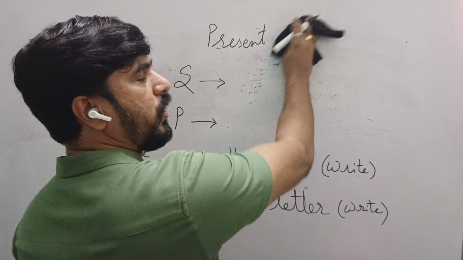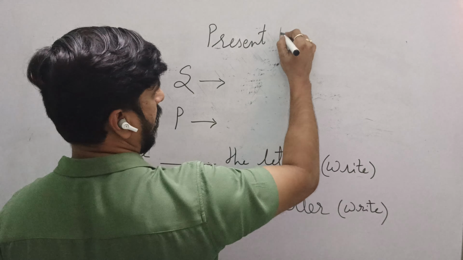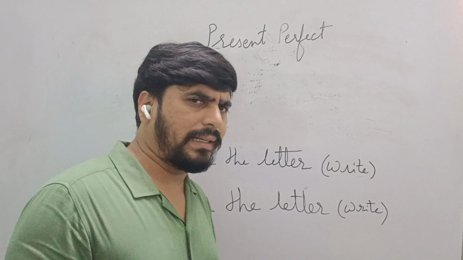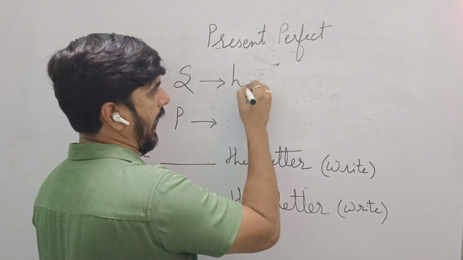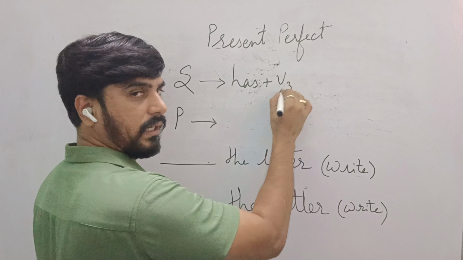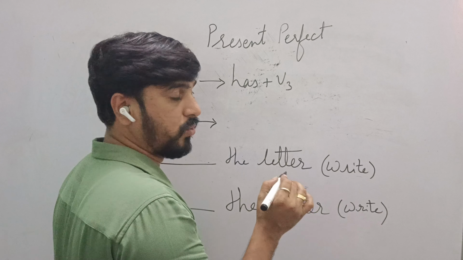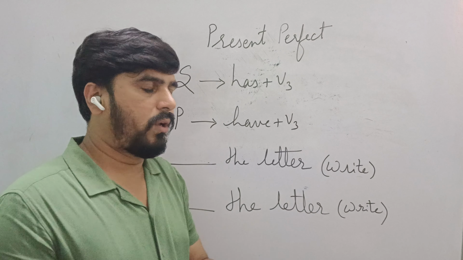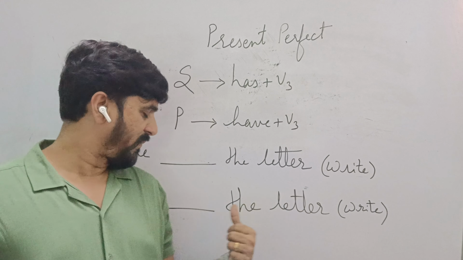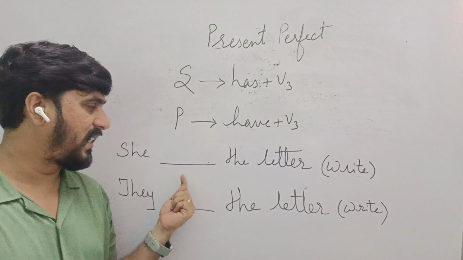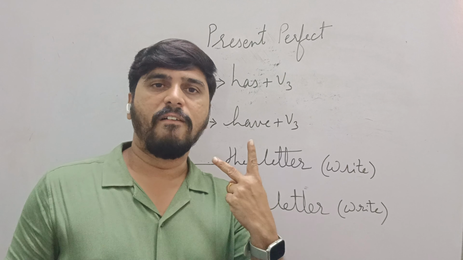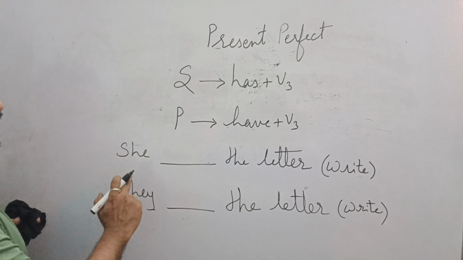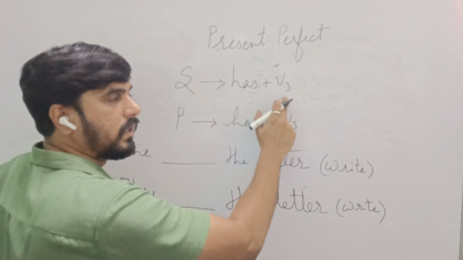Then, now we are moving towards the third tense, present perfect tense. In present perfect tense, if it is singular, we are using has plus V3. And when it is plural, we are using have plus V3. Here also, she, the letter is common. They, the letter is common. What are we changing? Only the verb. So what will be the example? She has the third form of write.